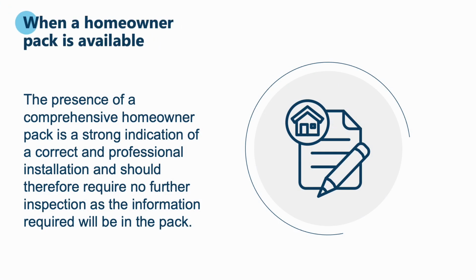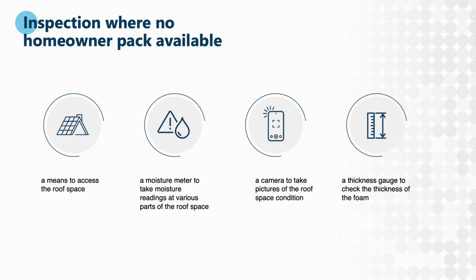It is increasingly understood that the presence of a complete homeowner pack is a strong indication of a correct and professional installation, and should therefore require no further inspection, as the information required will be in the pack. Should an inspection be required because there is no homeowner pack, it is recommended that the following equipment is taken: a means to access the roof space, a moisture meter to take moisture readings at various parts of the roof space, a camera to take pictures of the roof space condition, a thickness gauge to check the thickness of the foam.